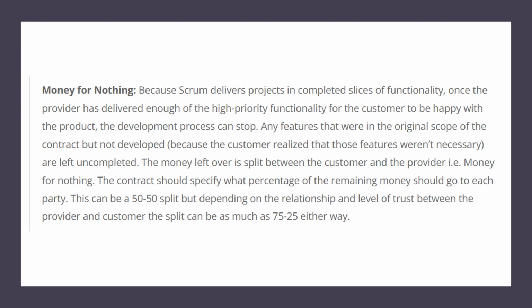The contract should specify what percentage of remaining money should go to each party. This can be a 50-50 split, but depending on the relationship and the level of trust between the provider and the customer, the split can be as much as 75-25 either way.